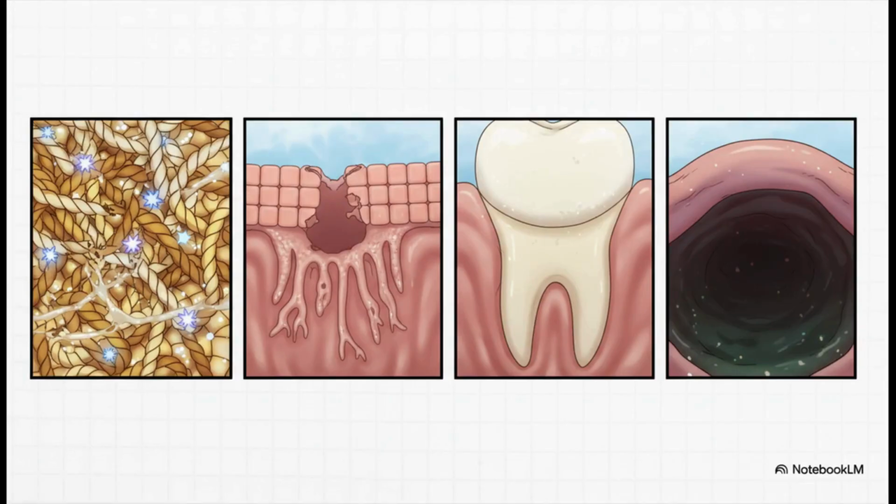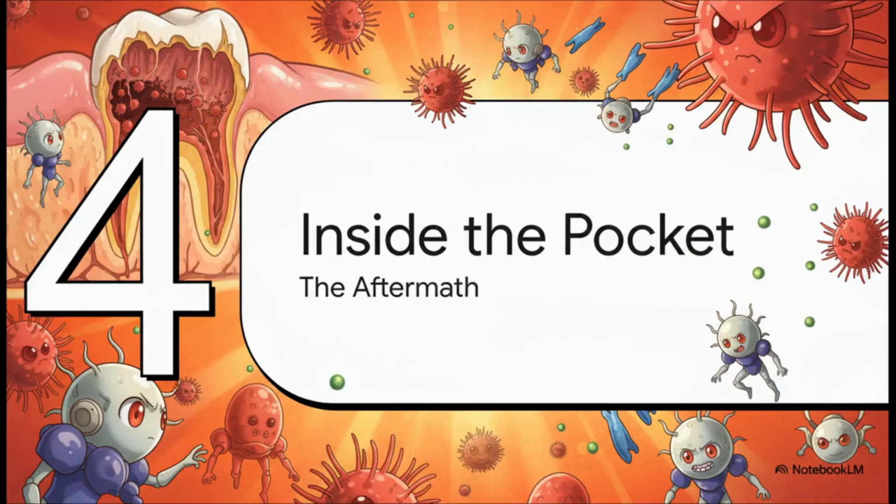So let's just put that all together. It's a cascade. First, the supporting collagen gets destroyed. Then, the epithelium tries to patch the damage, but it ends up just growing downward. And finally, that leads to detachment from the tooth, and boom, you've got a pocket. Okay, so the pocket's been formed, but what does it actually look like on the inside? Let's take a look at the aftermath of this whole cellular battle.